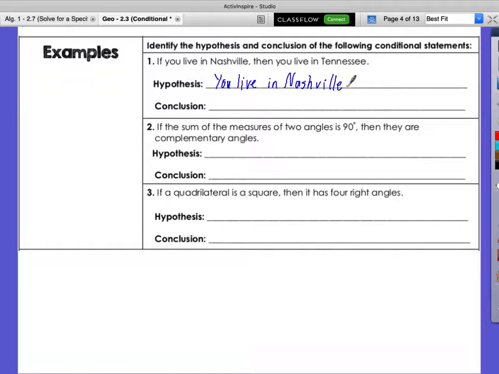So if you live in Nashville is the first part, so that means that you live in Nashville is the hypothesis. Whatever follows the if, okay? The conclusion is what follows then. So what's our conclusion here? You live in Tennessee.